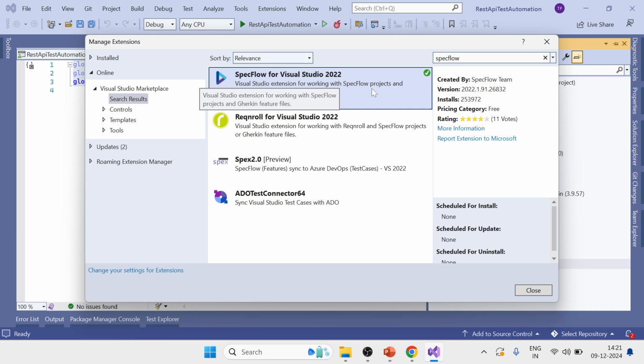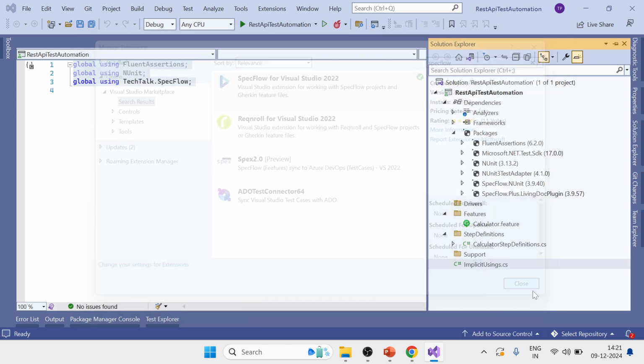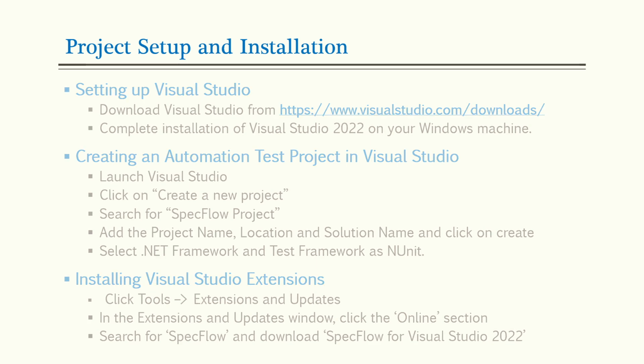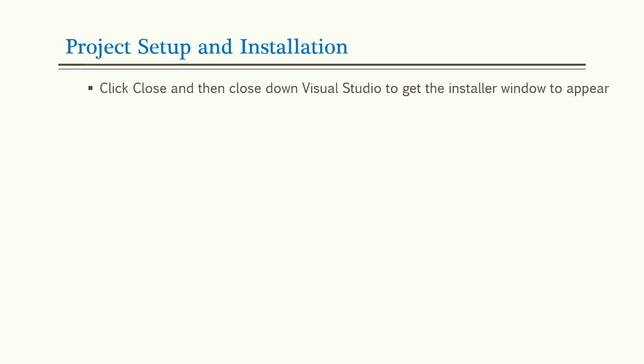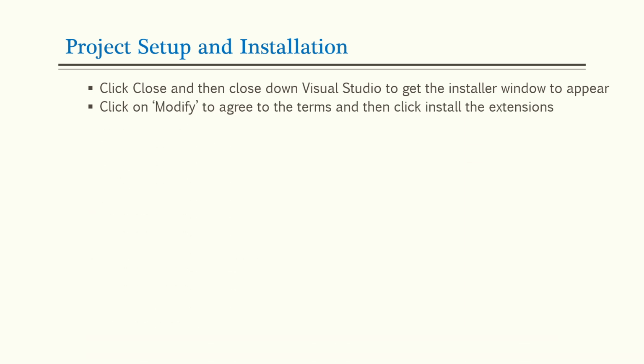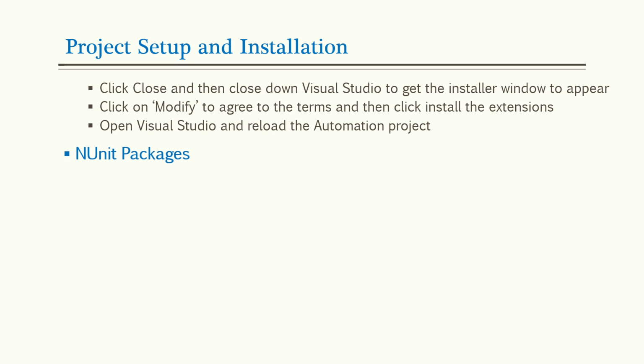When you try to install this SpecFlow extension, you need to close Visual Studio, and then it will start the installation. Once after installation, it will close Visual Studio, and the installer will appear. Click on modify, agree to the terms and conditions, and then click install the extension. Open Visual Studio and reload the automation project.